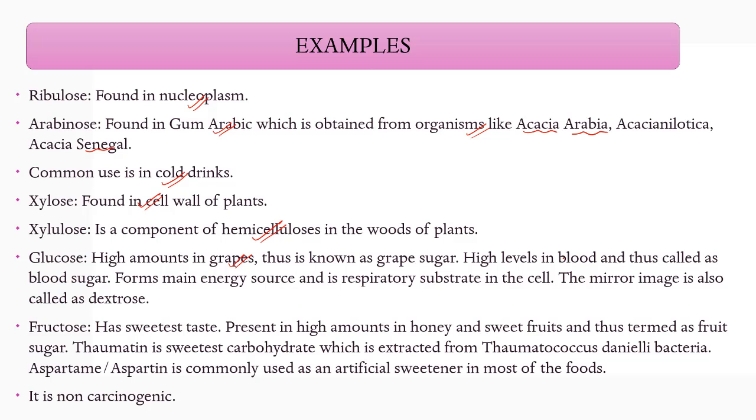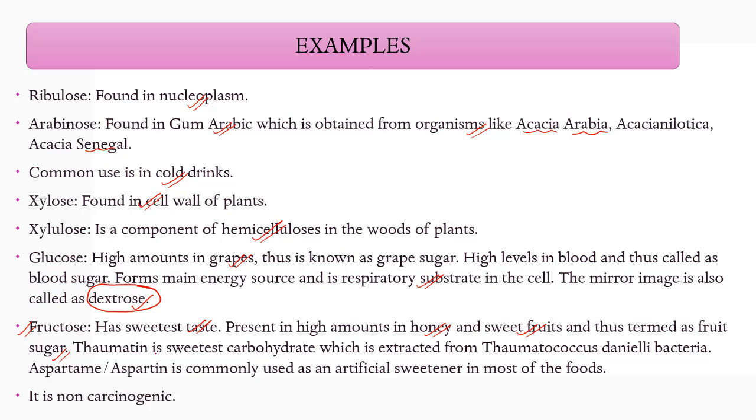and it is at high levels in blood and thus called blood sugar. It forms the main energy source and is a respiratory substrate in the cell. The mirror image is also called dextrose. So please remember this, that the mirror image of glucose structurally is known as what? Dextrose. Okay. Fructose has the sweetest taste, present in high amounts in honey and sweet fruits, and thus termed fruit sugar. So glucose is grape sugar, fructose the fruit sugar.